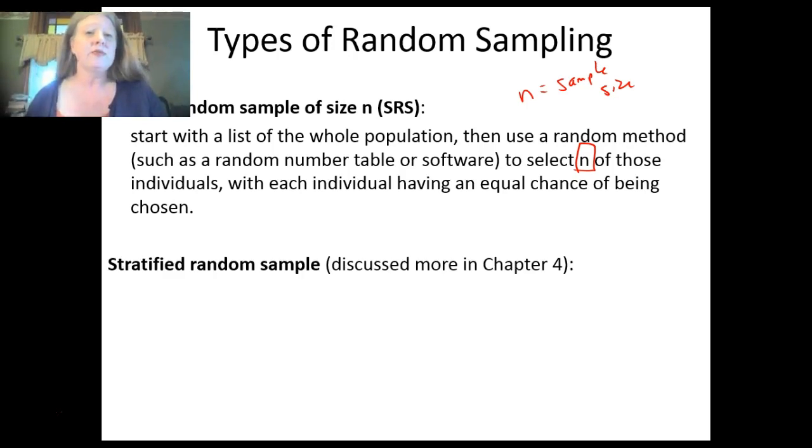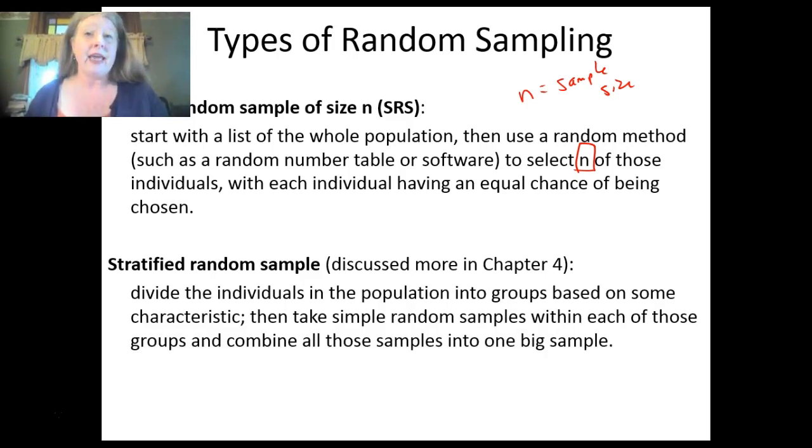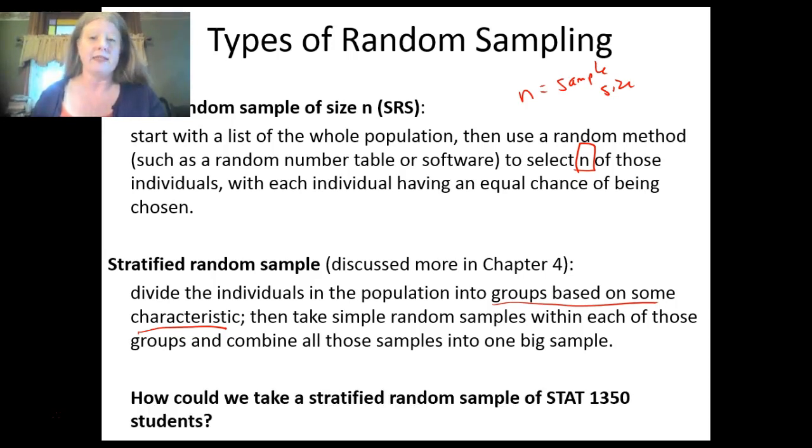We can contrast this with what's called a stratified random sample. You're going to read more about that when you get into Chapter 4. The idea with stratification is that you first divide your population into groups of individuals based on some characteristic, so each group is of individuals who are similar. And then you take a simple random sample from each of those groups. And then you combine all of the samples that you take into one really big sample.